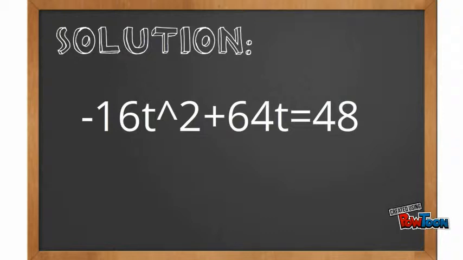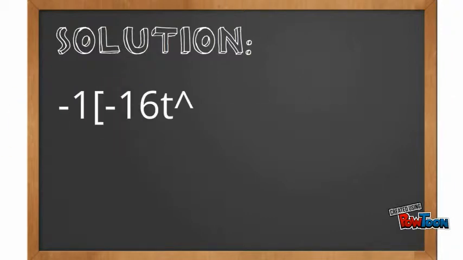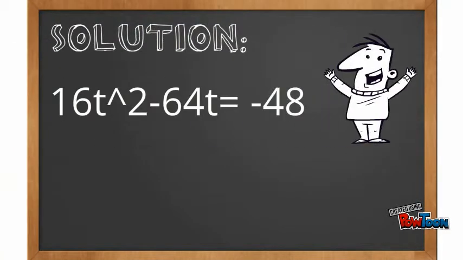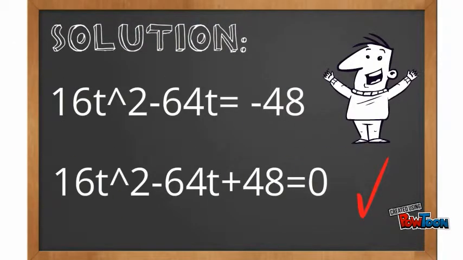Next step, we should turn our equation into standard form, which will lead us to 16t squared minus 64t plus 48 equals 0. Next step, to reduce the equation, we need to divide it by 16 since the terms are all divisible by 8.